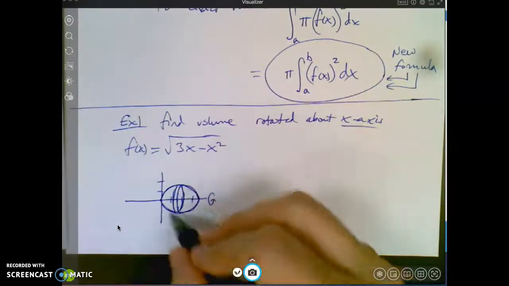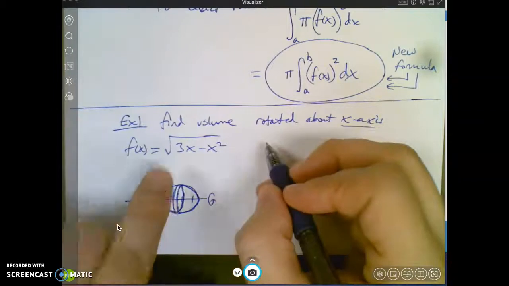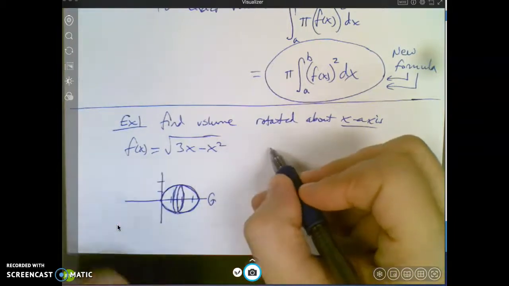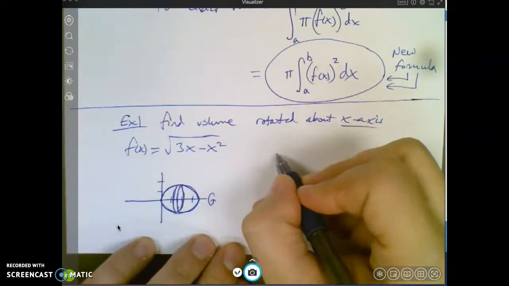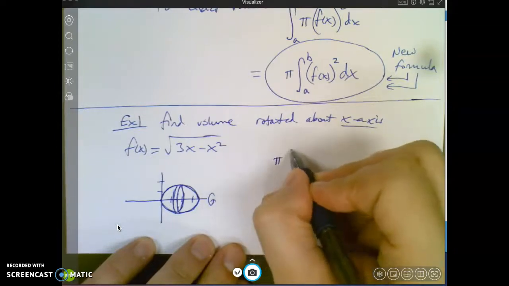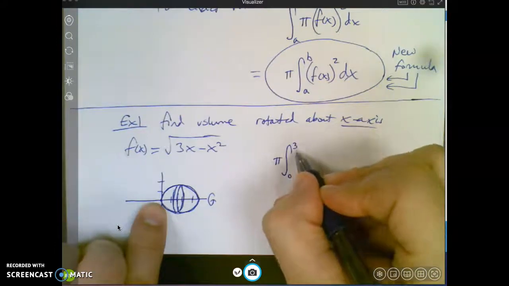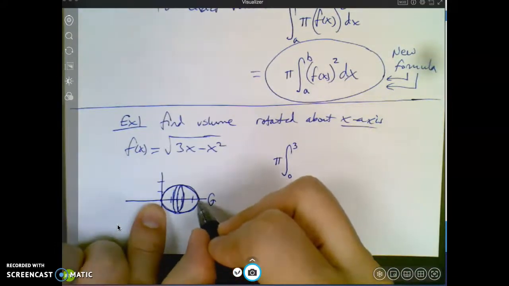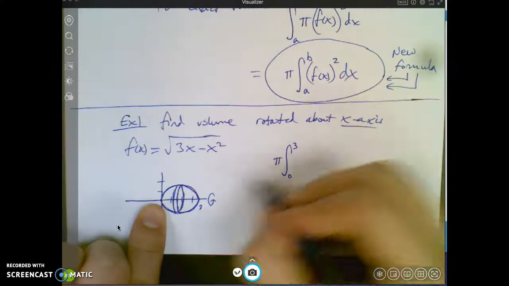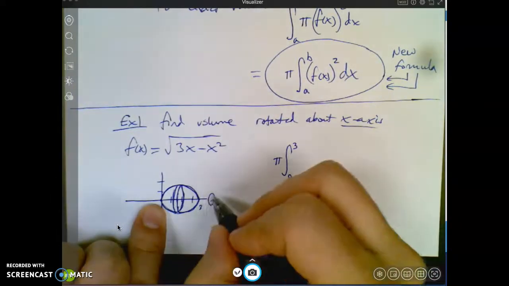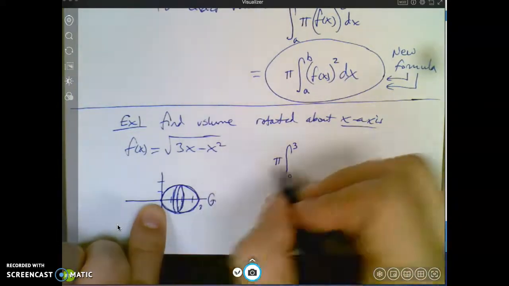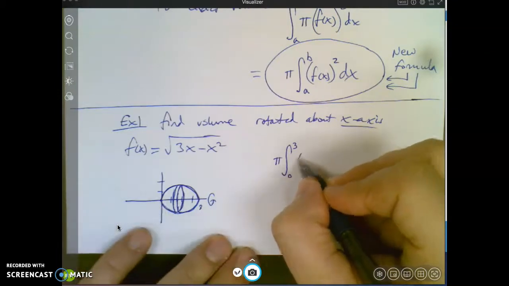As long as you know I have a 3D shape, I'm rotating around the x-axis, and I know my equation, I just have to go pi times the integral from, remember it's your x's, 0 to 3. Oh shoot, I missed 3. Pretend that hit at 3. I think I went out to 4. From 0 to 3 of my function squared.